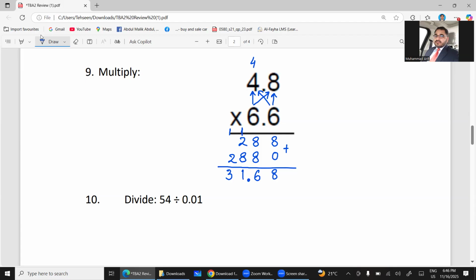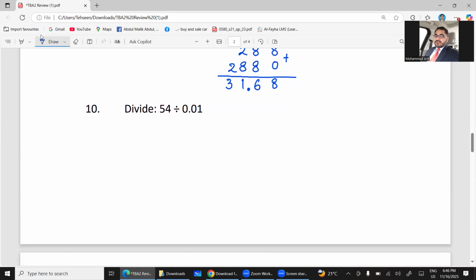Question number 10 is divide 54 divided by 0.01. In your book, you studied multiply or divide with 10 raised to the power, meaning multiply or divide by 10, 100, 1000, like that. But here it is 0.01. First, we can convert it into that form.